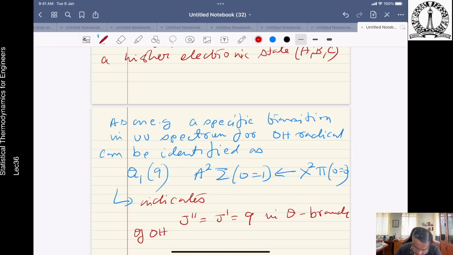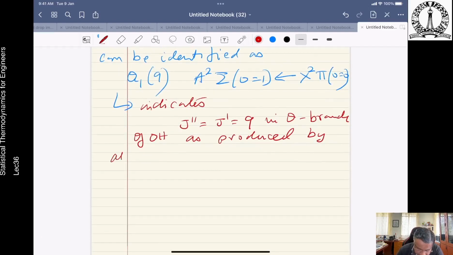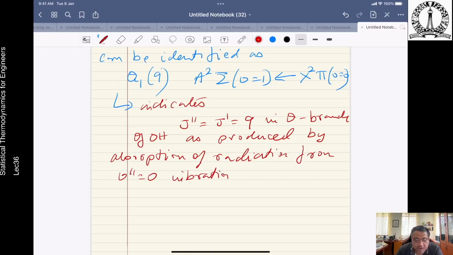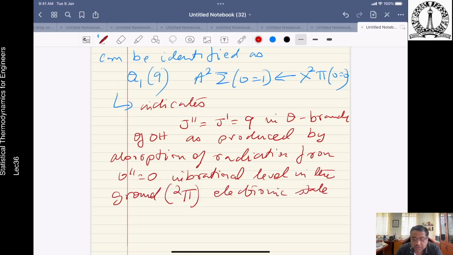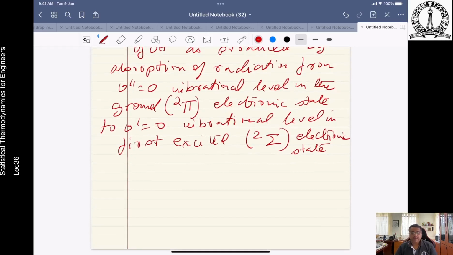The absorption of radiation is from the V double prime equal to 0 vibrational level in the ground electronic state to the V prime equal to 0 vibrational level in the first excited, which is the 2Σ electronic state.